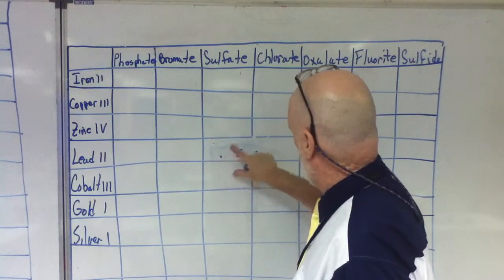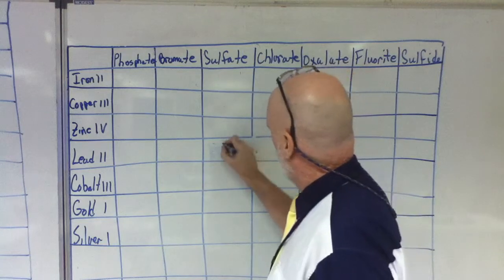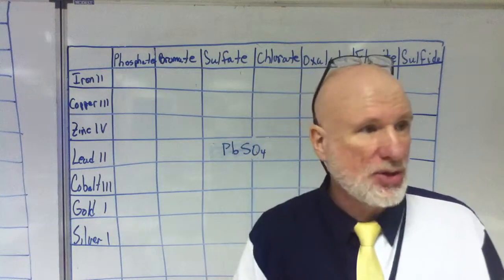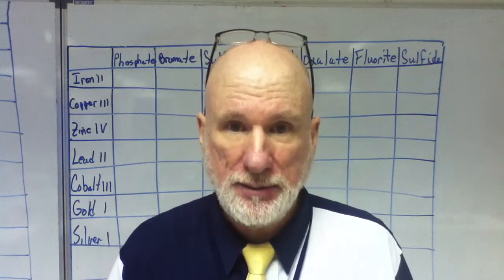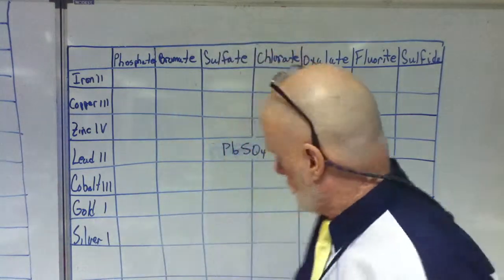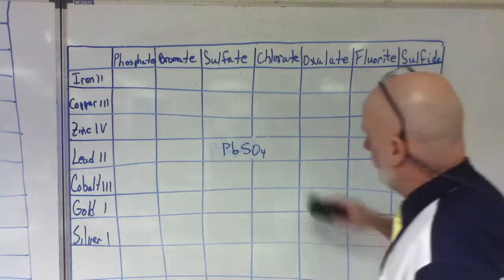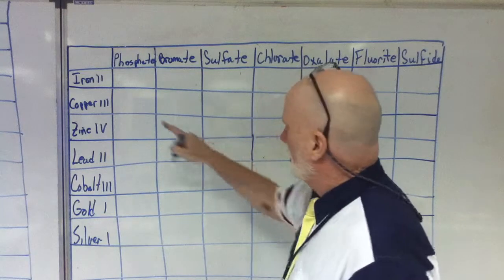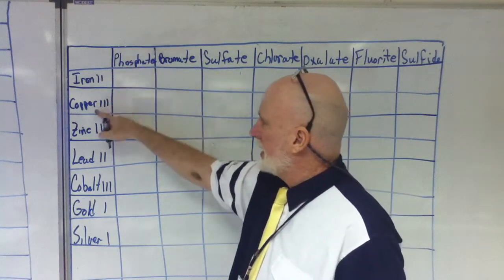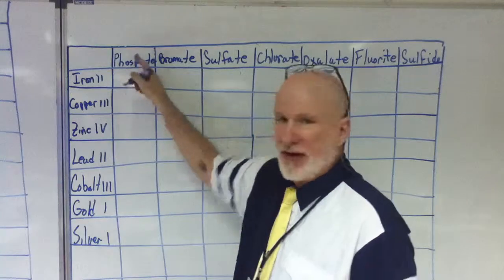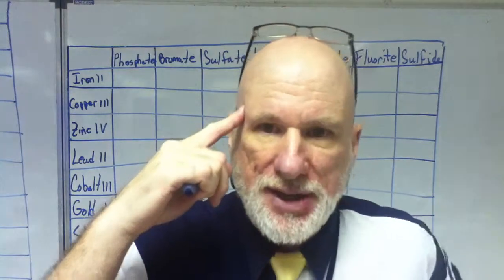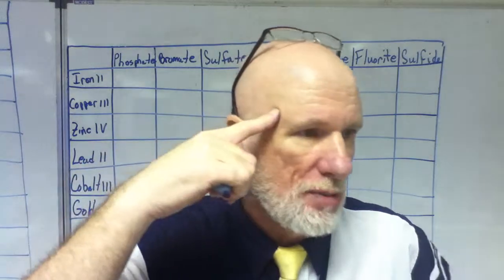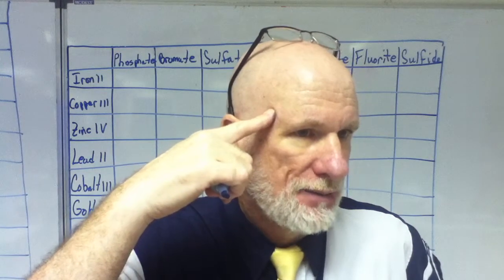Okay. And you would write lead sulfate. PbSO4 would be lead 2 sulfate. Clear? So that's the one thing you have to do. So you have to do this table, where you're writing iron 2 phosphate, copper 3 phosphate, zinc 4 phosphate. Just remember this, that you're following the IUPAC rules of Roman nomenclature, correct?